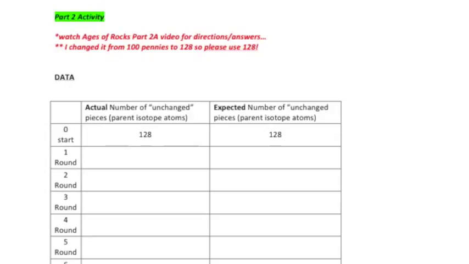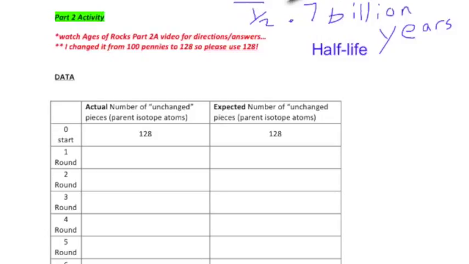Uranium-235 is radioactive. It occurs in igneous rocks that form from magma or lava, and it's going to decay to lead-207. The amount of time it takes for half of a population of uranium-235 to decay to lead-207 is 0.7 billion years. So that's obviously known as the half-life. Again, the pennies that are heads up are going to represent uranium-235.